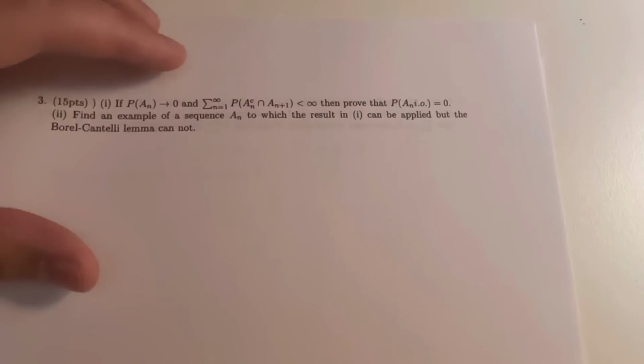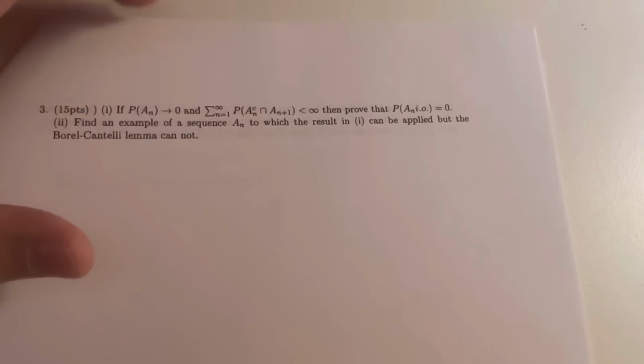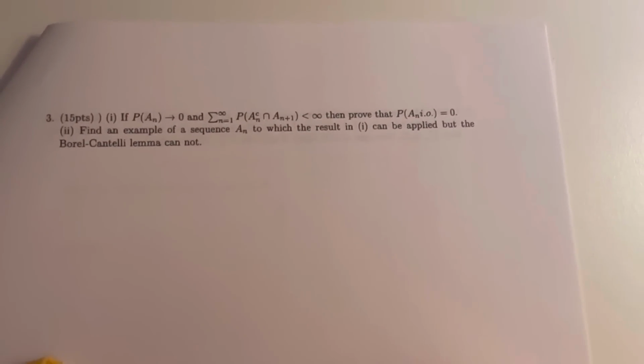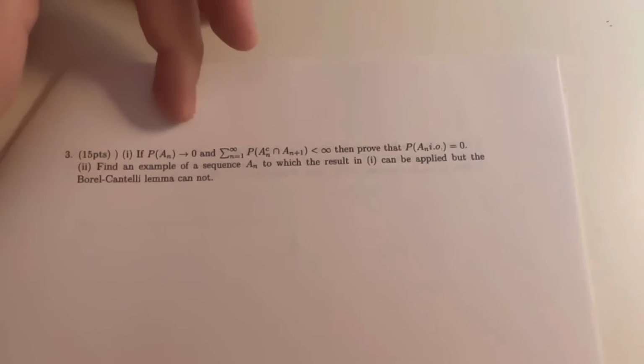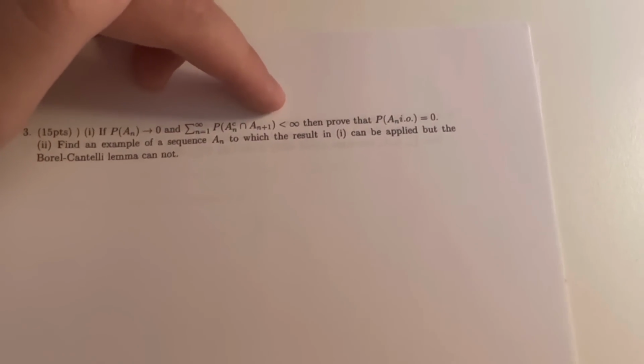Find an example of a sequence A_n to which the result in 1 can be applied, but the Borel-Cantelli lemma cannot. So when can the Borel-Cantelli lemma not be applied? I believe that the measure space you're on has to be finite. But in problem 1, they never really say that the probability space is finite. So there's some extra things going on here. The probability of A_n has to tend to 0, so A_n has to get pretty small. And then A_n complement intersect the next one has to be finite.